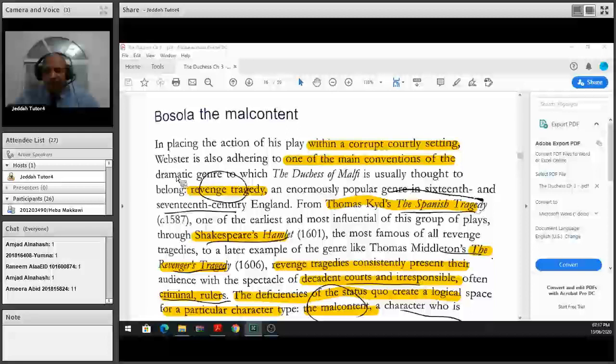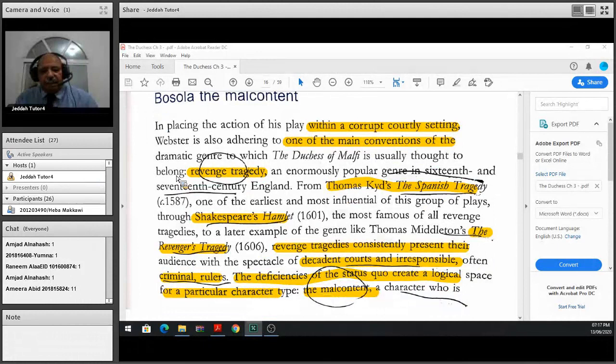we always have the idea of decadent courts and irresponsible, if not criminal, rulers. I mean, the rulers in these plays are corrupt and the courts are decadent. And there is always reference to the deficiencies of the status quo. And of course, there is always this character who exposes this status quo, wanting to change it, which is the character of the malcontent, like I said.